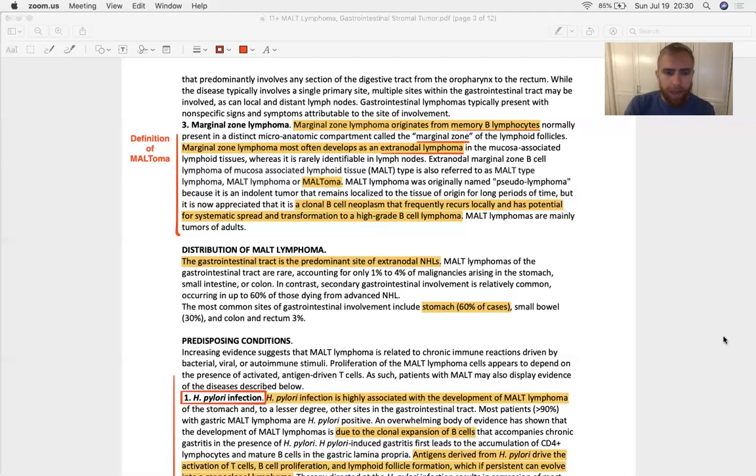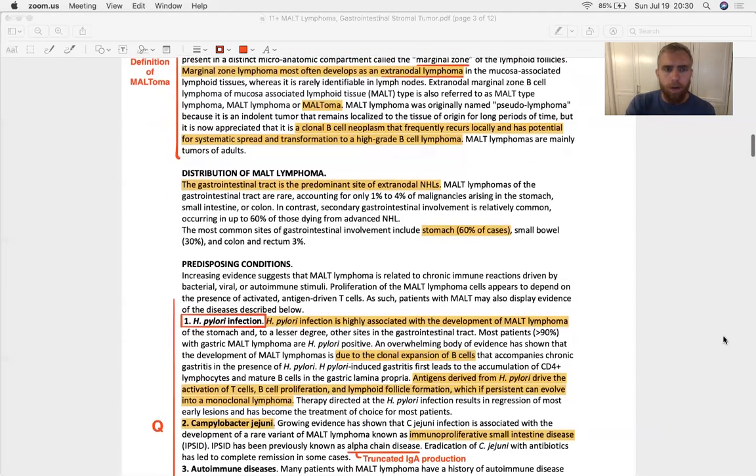It's a clonal neoplasm, and that'll come up again when we talk about how we diagnose it. Finally, MALTomas frequently recur locally and do have potential for transformation to a high-grade B cell lymphoma. Recall grading versus staging. Staging, we're thinking S for spread. How far, in what direction has a neoplasm, has a cancer spread?